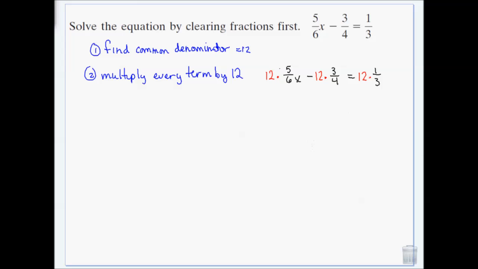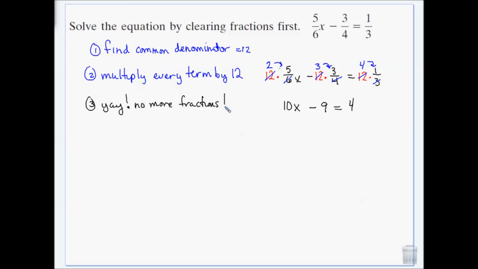Okay. Now, why do I do that? Because a nice, beautiful thing happens. 6 goes into 12 twice, and 2 times 5 is 10. 4 goes into 12 3 times, and 3 times 3 is 9. And then 3 goes into 12 4 times, and 4 times 1 is 4. And my fractions are gone. So step 3 is: yay, no more fractions.